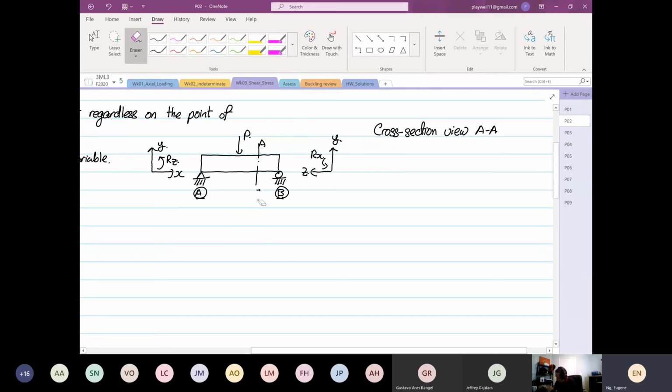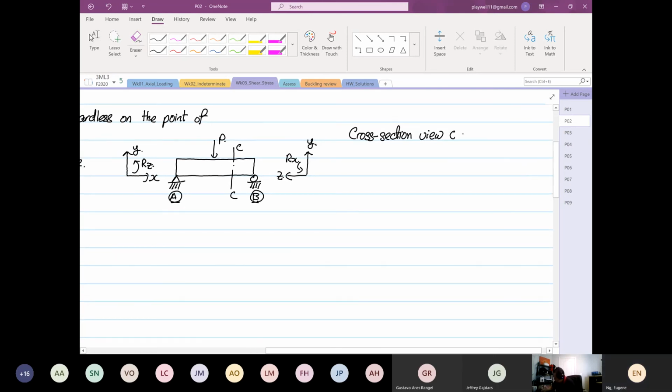Not good to call it AA. Eugene, what's wrong with you today? We have point A. This is our line CC. So we're going to call that line CC. Cross-sectional view of CC now. If I were to sketch out a cross-section, for example, if our structure looked like this, this is our cross-section view.